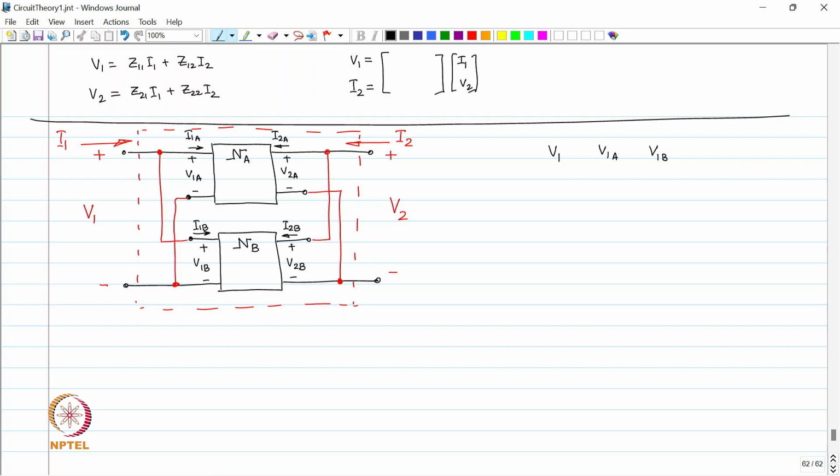They are all equal. Okay, equality. What is the relationship between V 2, V 2 A and V 2 B? These are also equal to each other. All right. What is the relationship between I 1, I 1 A and I 1 B?